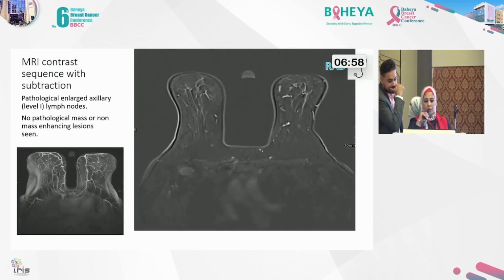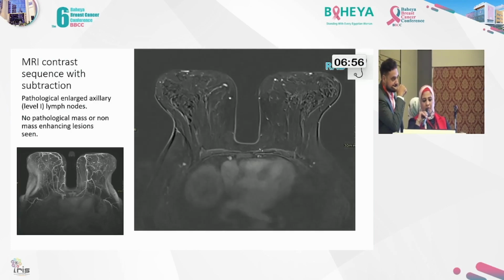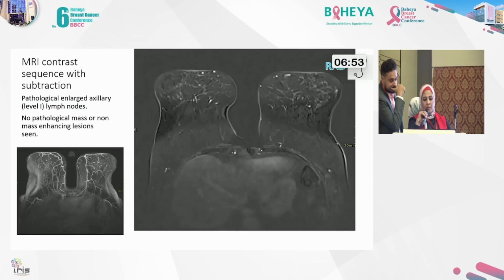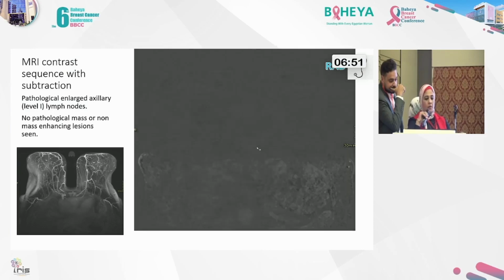The MRI contrast sequence with subtraction revealed pathological axillary lymph nodes level 1 with no pathological mass or non-mass enhancing lesions.